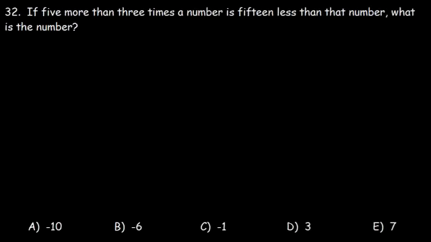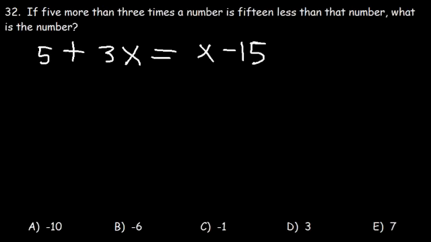32. If 5 more than 3 times the number is 15 less than that number, what is the number? So let's convert this question into an equation. So we have 5 more represents plus, 5 more than 3 times the number, we're going to call the number x, is the same as equals 15 less than that number. So it's the number minus 15. What is the number? So we just got to solve for x.